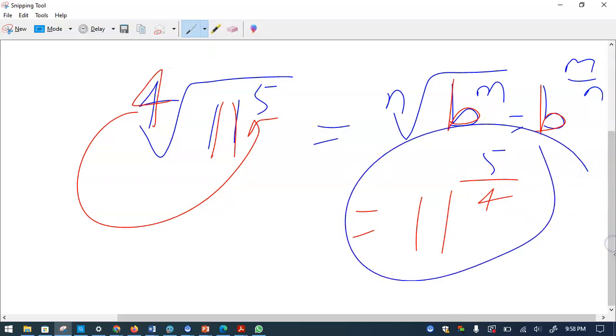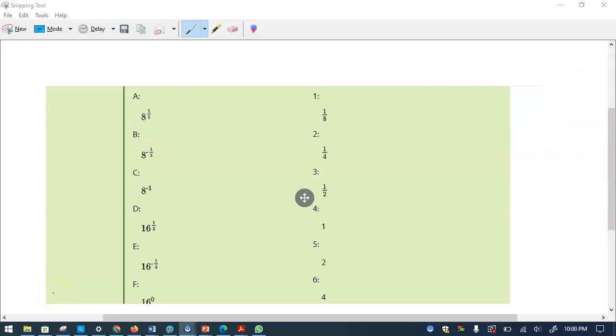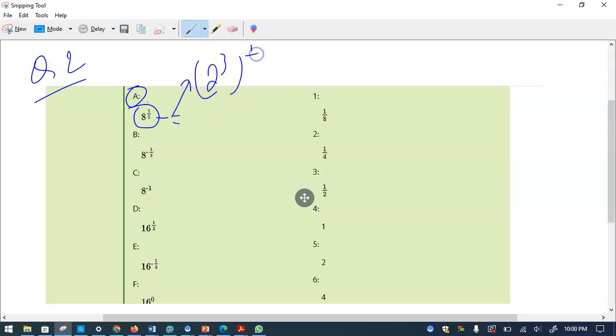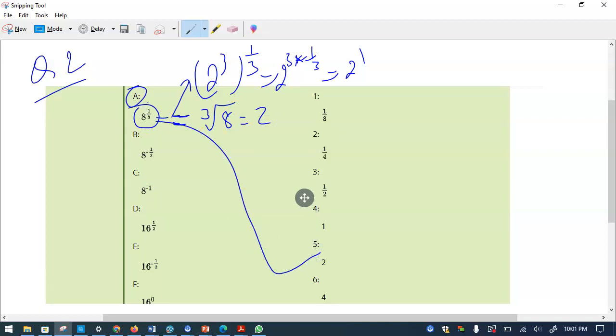That's all it is. Okay, now look at question number 2, and they're asking the first one, 8 raised to 1/3. What is 8 raised to 1/3? There is another way to write it: 2 raised to 3, raised to 1/3. This becomes 2 raised to 3 times 1/3, and that is 2 raised to 1. You know the answer. But the right way to write it in radical form is the cube root of 8. What number multiplied by itself 3 times gives you 8? The answer is 2. So this goes right here.